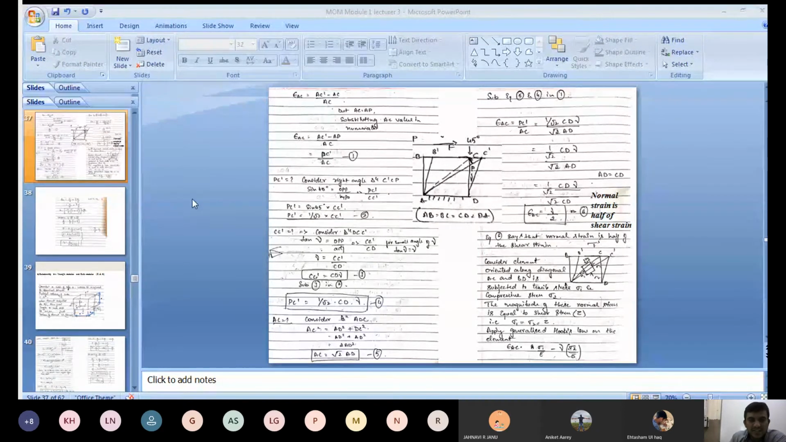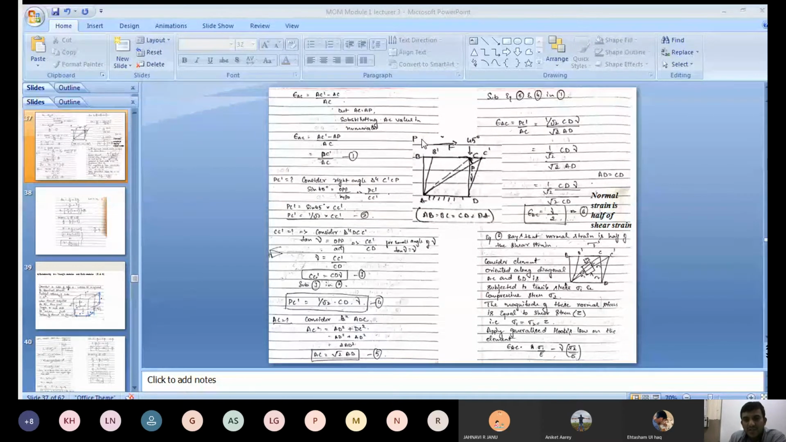Again here CC' is unknown. We don't know CC' as a known parameter. Then how do you determine CC'? Again we consider one more right angle triangle, C'CD. We consider one more right angle triangle. Then what angle do you want to apply here? The included angle here is gamma. The side which is opposite to gamma is C'C, this is the opposite side.